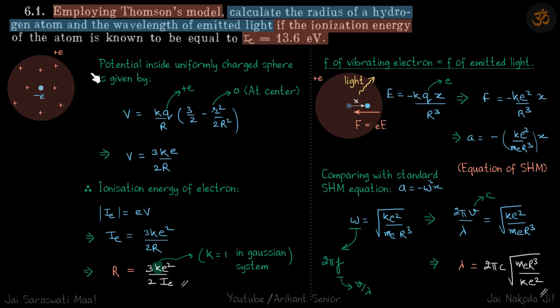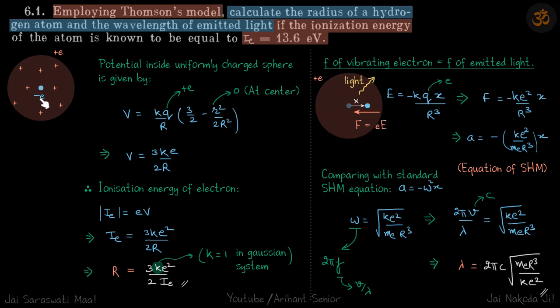For a uniformly charged sphere, we know that the potential is given as this. This is a standard equation for a uniformly charged sphere. In this case, Q is plus e, and because our electron is at the center, we will put the value of small r as 0, which gives the potential at the center of this atom as 3Ke by 2R. So it is the potential not of the atom, but due to this positive charge. Now we have placed an electron at the center.